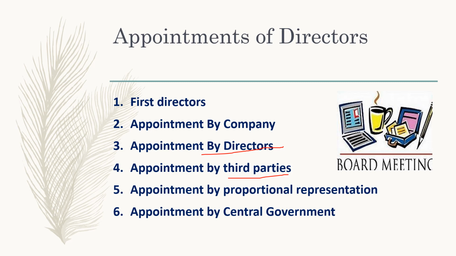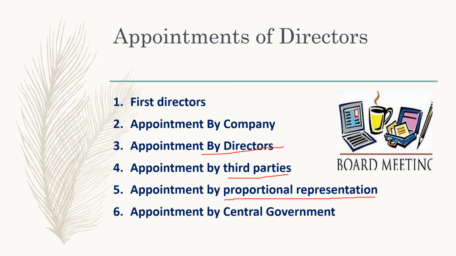Then the fifth one is appointment by proportional representation. That means there is a principle of proportional representation, and the articles of the company may provide for the appointment of not less than two-thirds of the total directors of the public company. So the articles of the company can give the power of nomination for the total directors, but it should be two-thirds of the total directors of the public company.